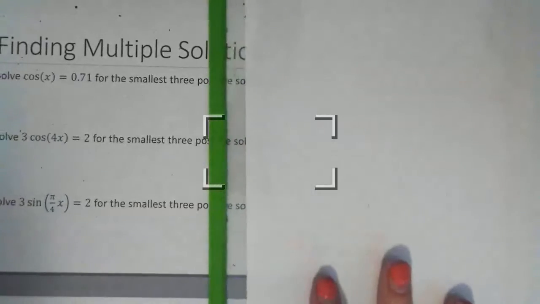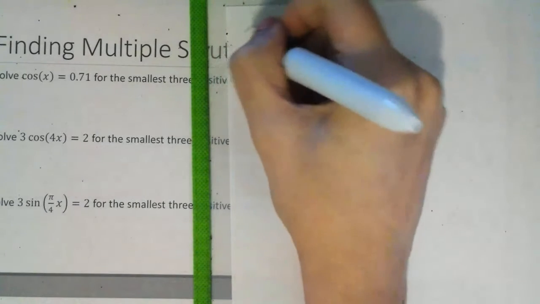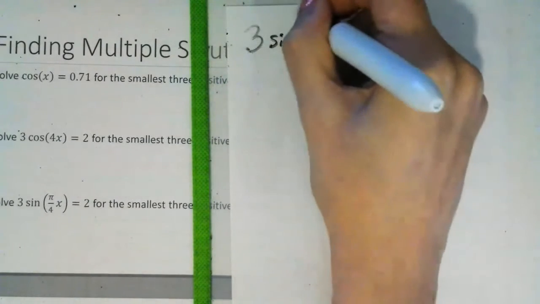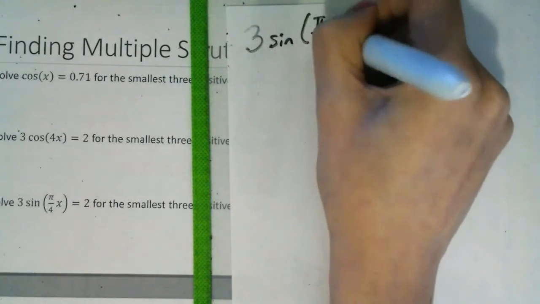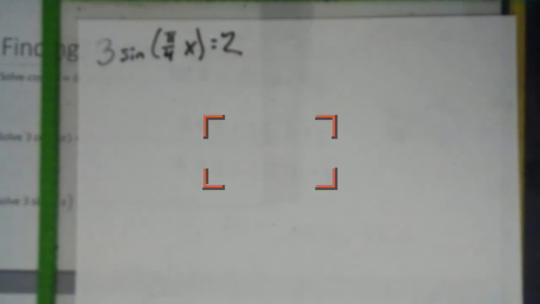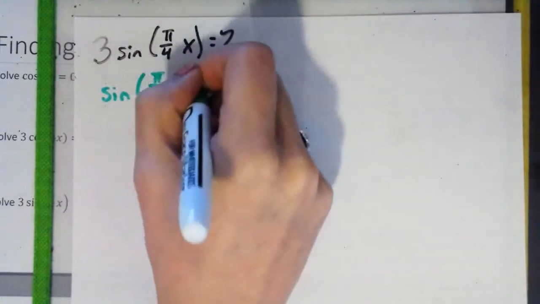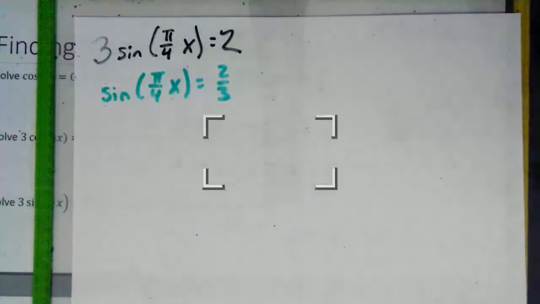All right, I see the pi. I'm thinking radians. Let's make sure my calculator's still in radian mode. It is. Okay. We are solving 3 times the sine of pi over 4x is equal to 2 for the smallest 3 positive solutions. First things first, I need to get that sine by itself, so I'm going to divide both sides by 3. And we get the sine of pi over 4x is equal to 2/3.